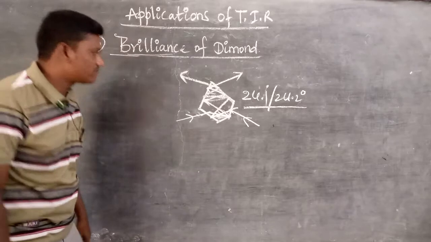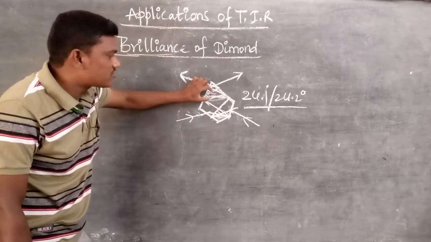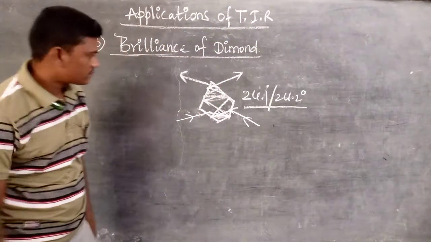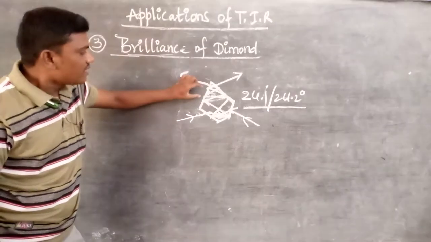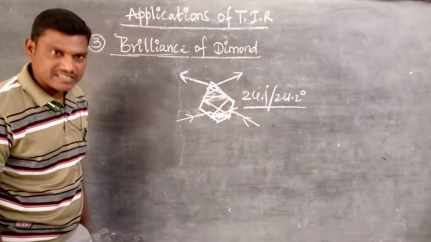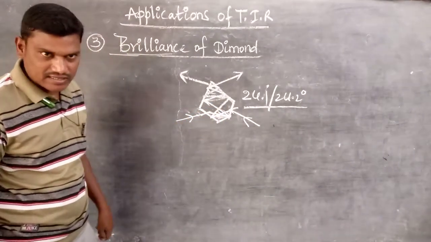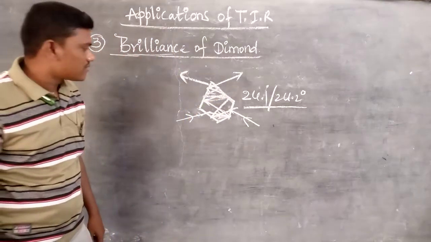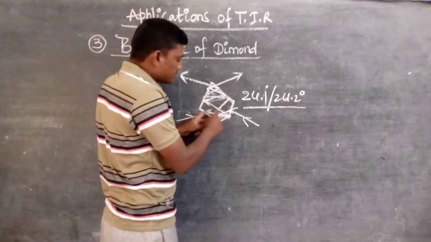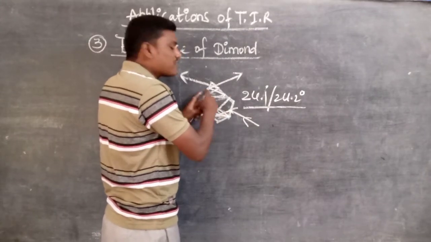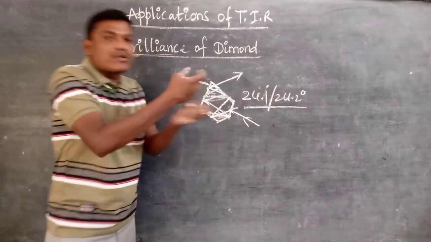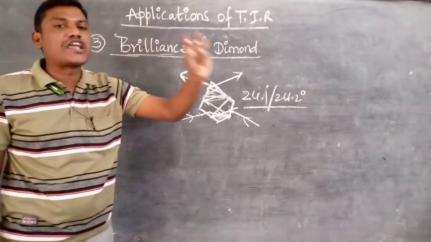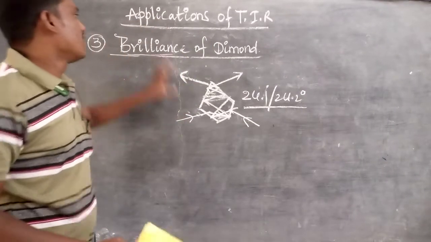Once again, listen very carefully. The diamond appears to have more brilliance or shine or brightness due to the T.I.R., total internal reflection, only. Actually, diamond has a number of refracting surfaces. When the light falls onto these surfaces, due to the lesser critical angle, the light is trapped inside, that is the T.I.R. And the trapped light ray, due to the multiple reflections inside, comes outside at a time simultaneously from all sides. That's why it appears more shiny.